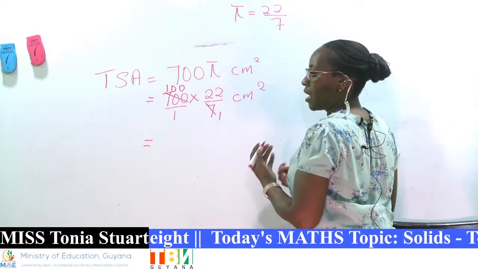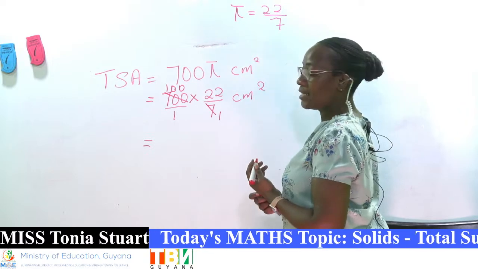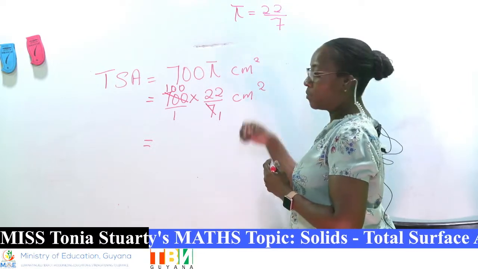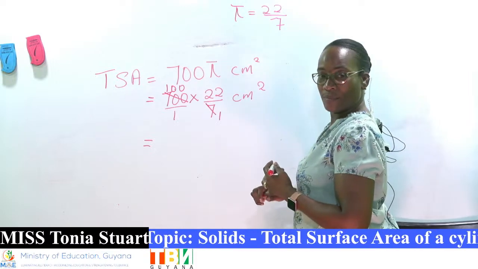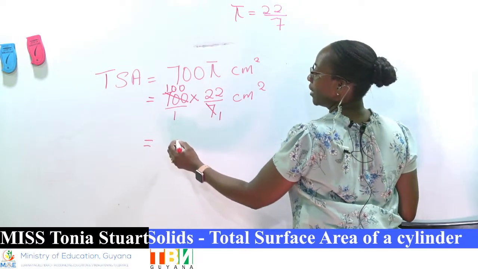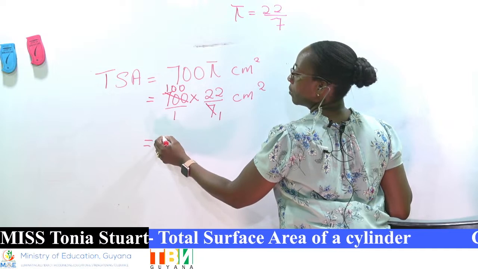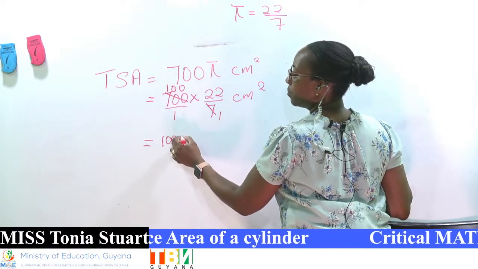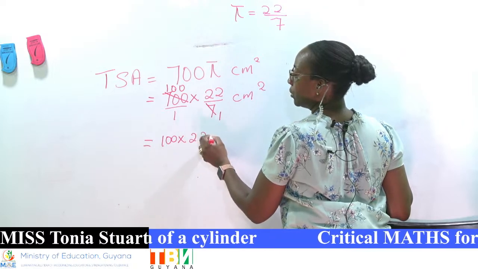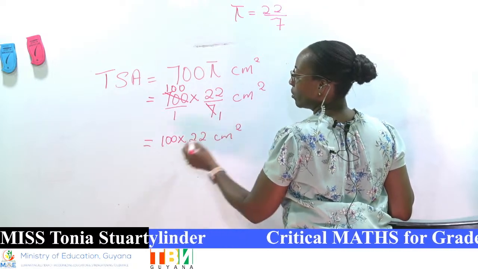100. Good, but are we finished? Can we cancel anything else? Top and bottom. Is there anything to cancel from top and bottom? No. So what do we have remaining at the top? 100 multiplied by 2 cm square.